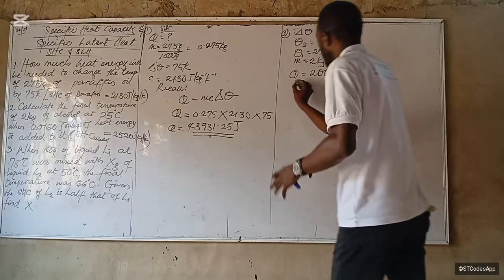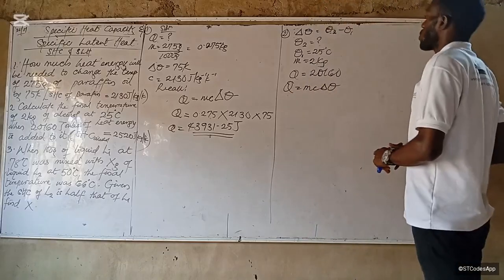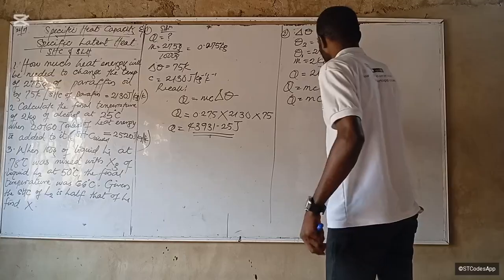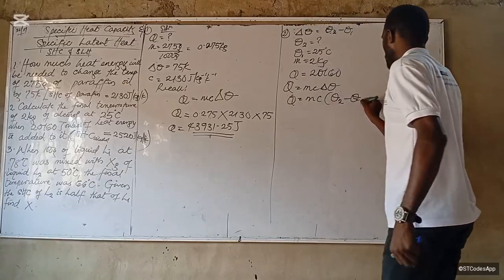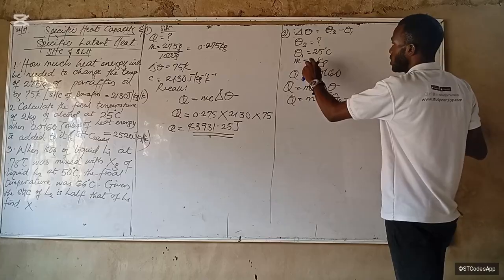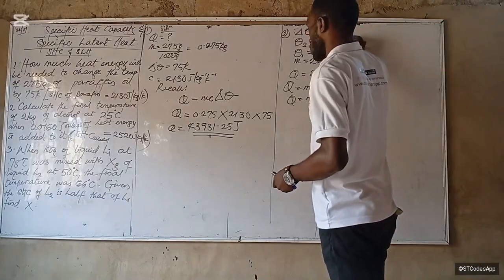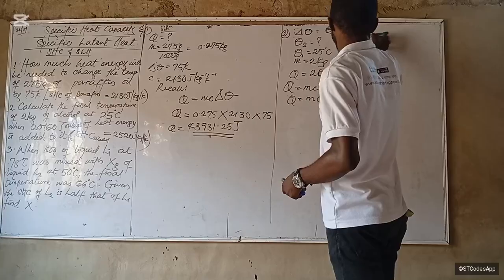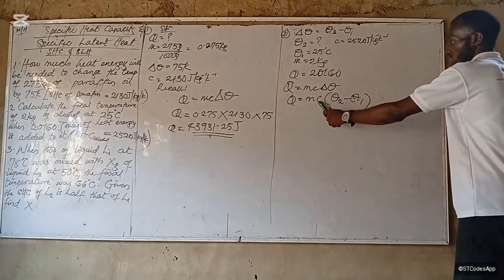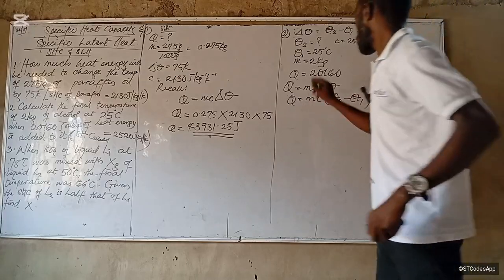Given all of this, we have Q is mc change in theta. After you have mastered this formula, just check which one you are not given. If we expand it, it becomes Q equals mc into bracket theta 2 minus theta 1. M is given. Small c is given, and it is 2520 joules per kilogram per Kelvin. Theta 2 is not given, but theta 1 is given. So that's what we're looking for.